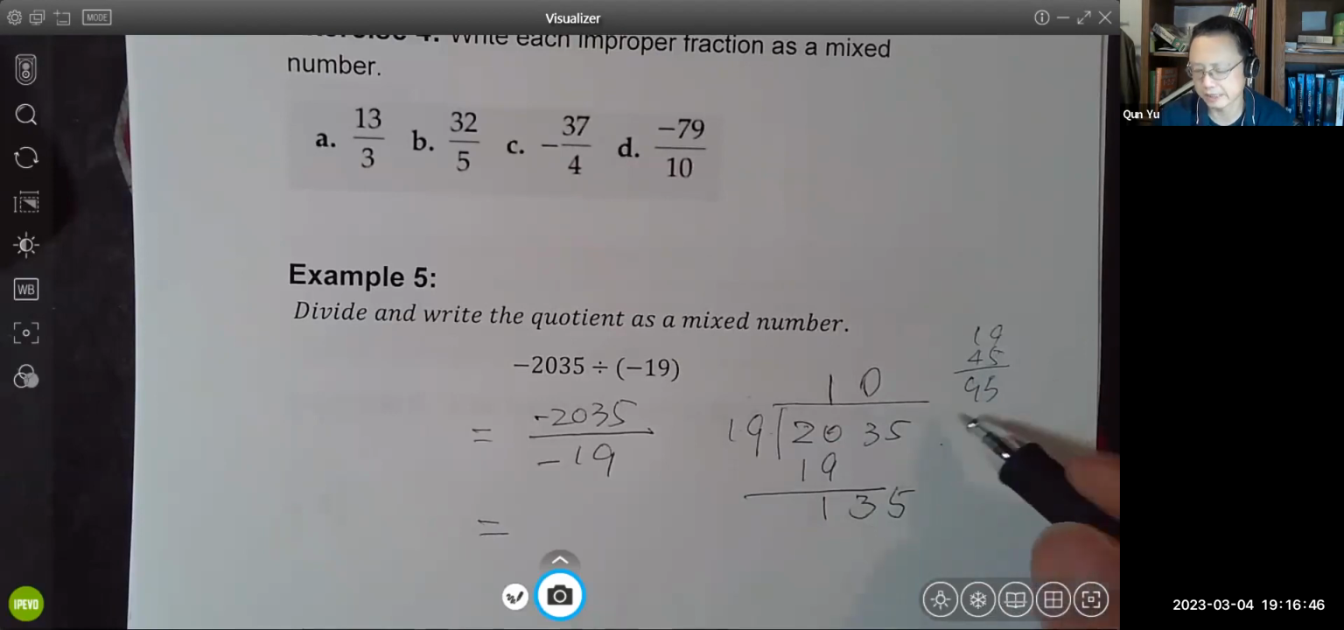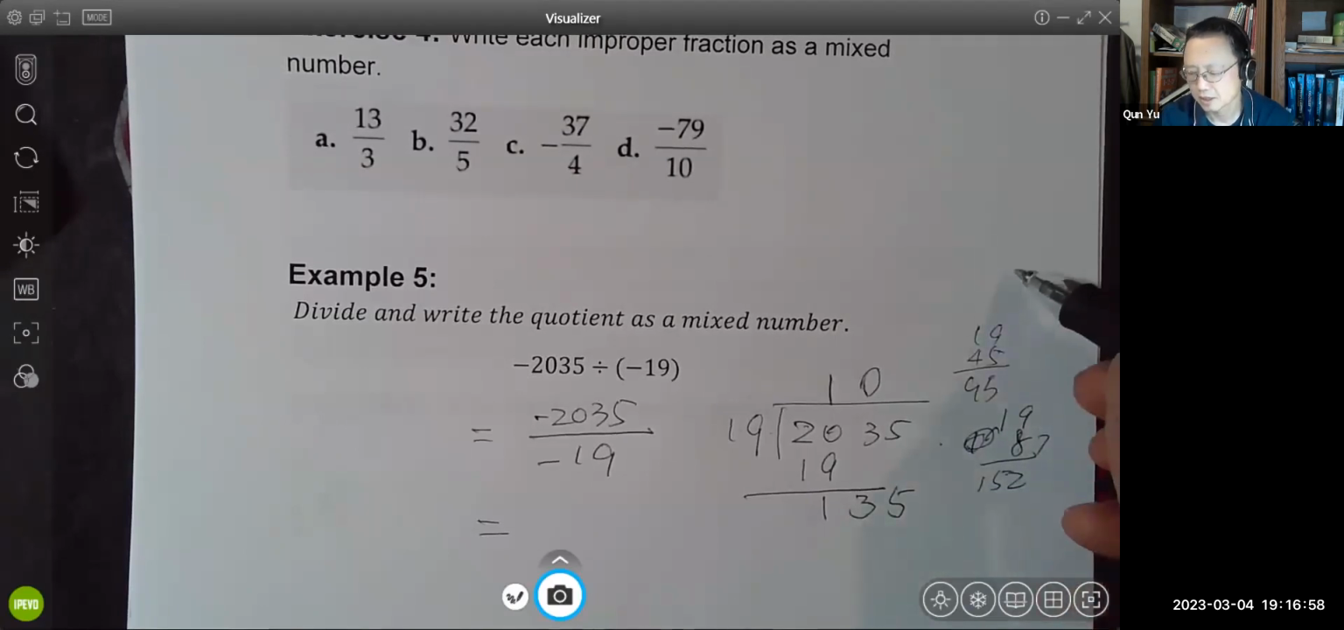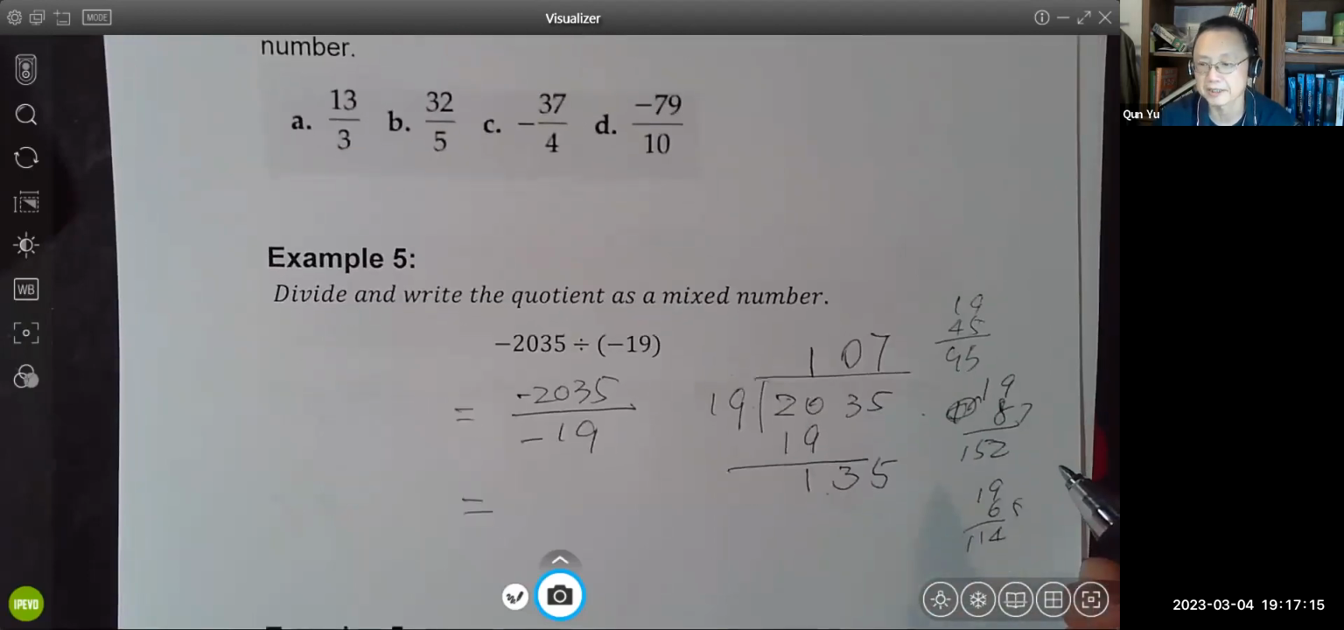Maybe we try 8. See what we get. 8 times 9 is 72, carry 7, 15. It's too big. Let's try 6. 6 times 19 is 114. Imagine your remainder is 21, still bigger than that. So 7 is the right number. But you can use a calculator to try.